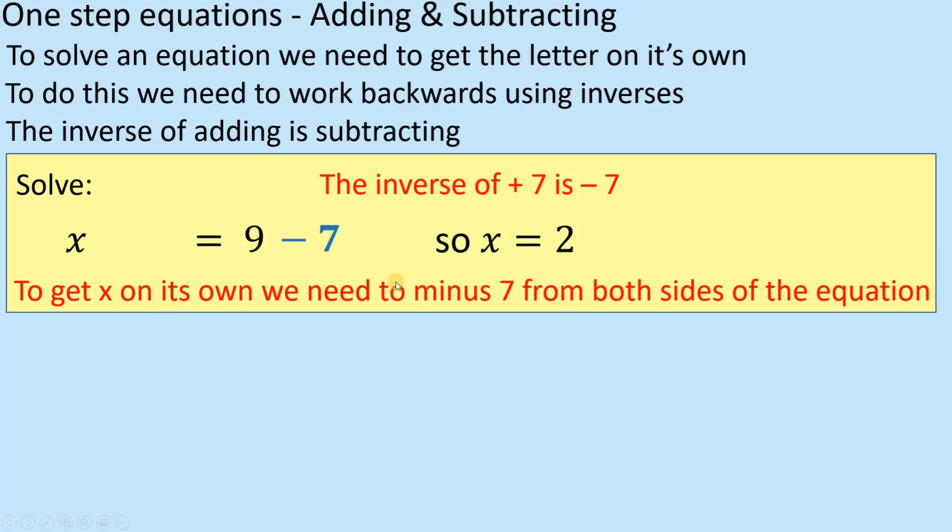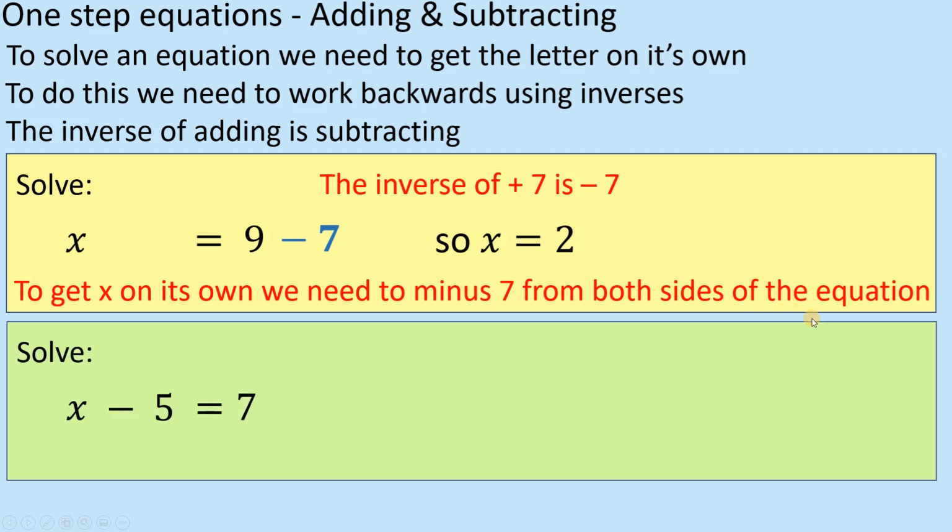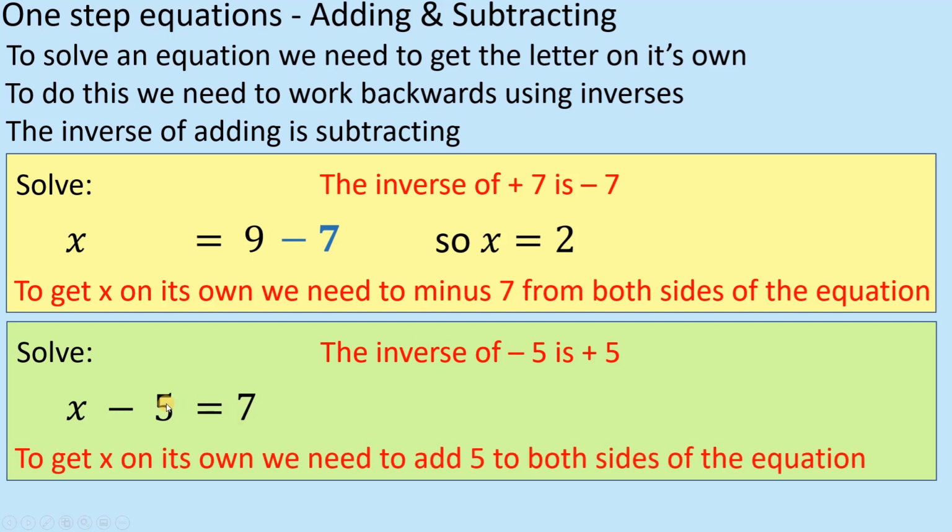To get x on its own, we need to do minus 7 from both sides of the equation. Now let's look at one more example the opposite way. If I'm doing the inverse of a minus, or take away, then I need to add. So if I've got a minus on this side, I'm going to do the inverse to this side. The inverse of minus 5 is plus 5. That minus 5 comes across to the other side and becomes a plus, so it's 7 plus 5, which equals 12. Going back to the question, 12 minus 5 is 7, isn't it? It's quite easy to see what's gone on there.